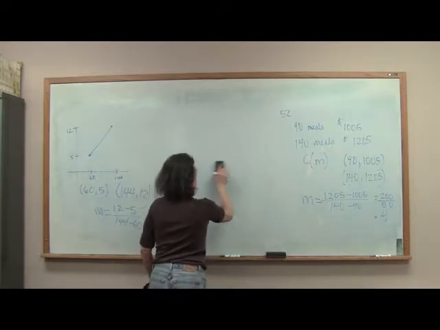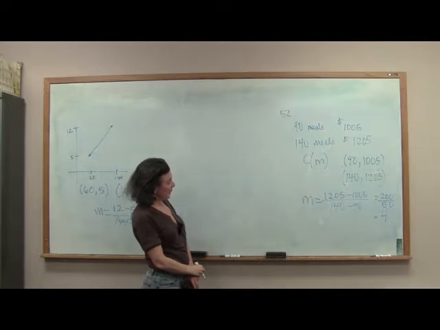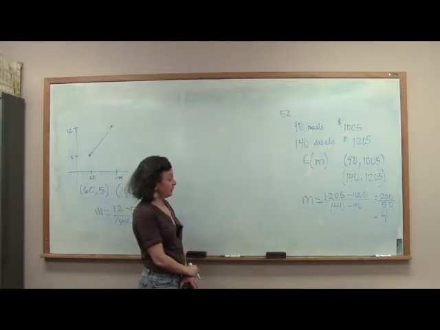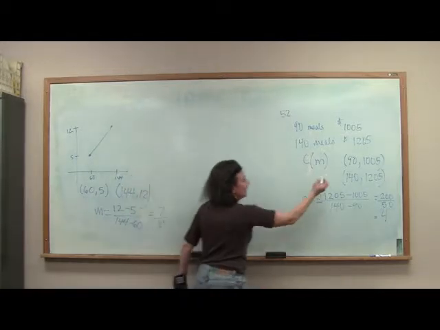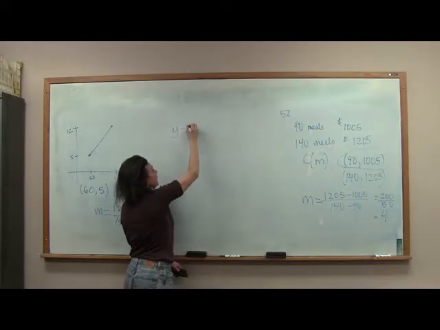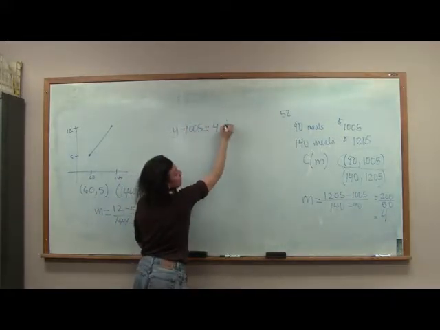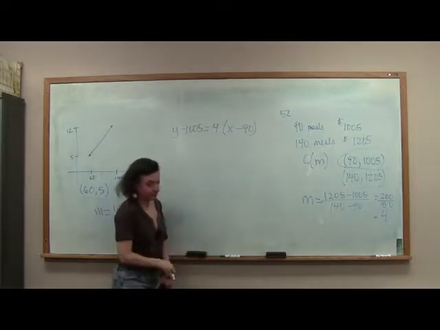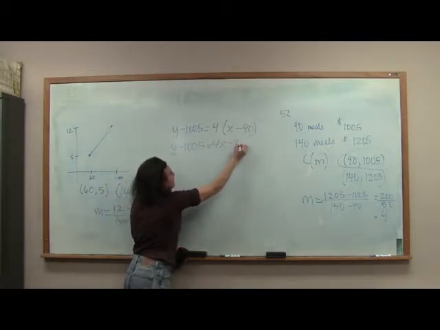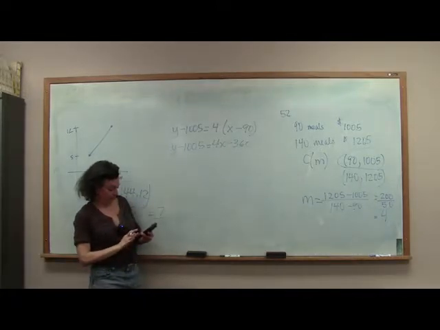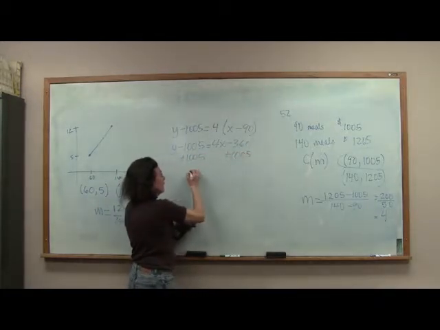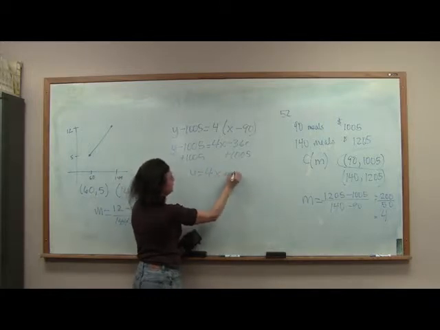All right. Now that we have that, we can find the equation of our line, again using the y minus y1 business or the y equals mx plus b. I'm going to use the y minus y1 again, and I'll just use this ordered pair. So I get y minus 1005 is 4 times x minus 90. So I get y minus 1005 is 4x minus 360. And if I add 1005 to both sides, I get y is 4x plus 645.